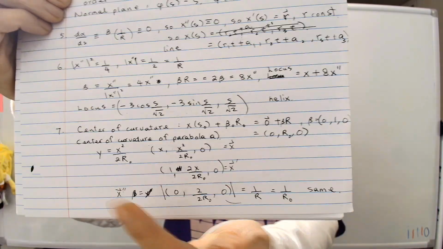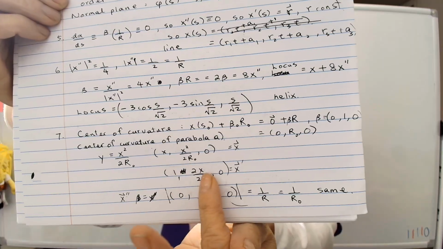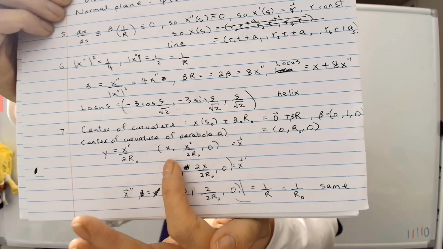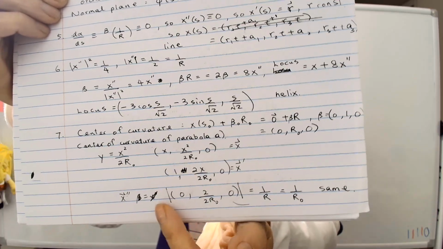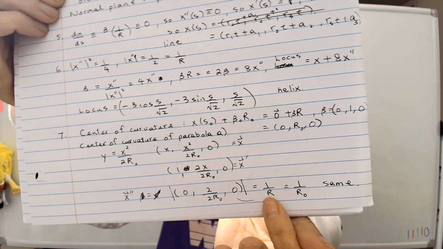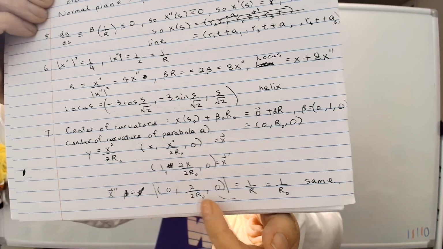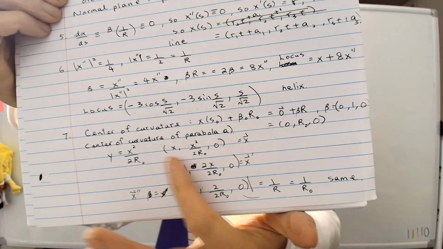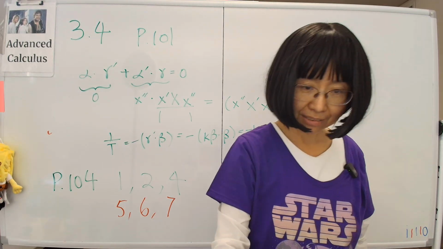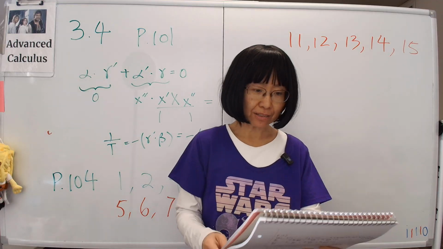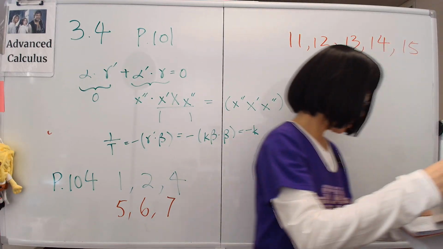The center of the parabola, given by this equation, we'll call it this thing. If we take the derivative, and then take the derivative again to calculate its radius of curvature, we notice that it ends up having the exact same value. This is the same as that. So they have the same center of curvature. So that's that.